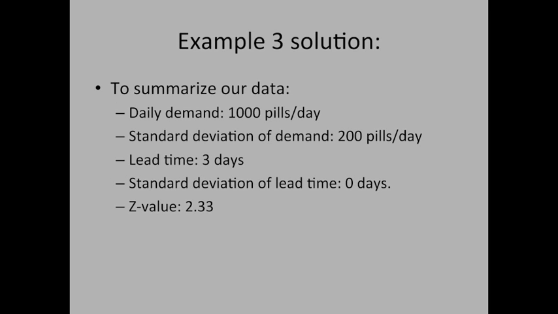So let's have a summary of the data we have. We have a daily demand of 1,000 pills a day at each location. We have a standard deviation of demand of 200 pills a day at each location. We have a lead time of 3 days. There is no standard deviation of lead time. It will take 3 days whether we like it or not. And a 99% service level indicates a Z value of 2.33.